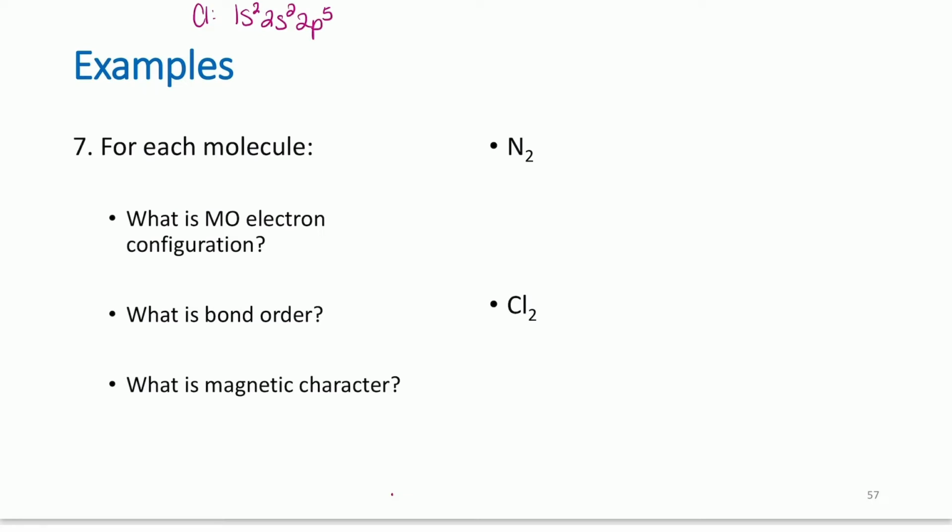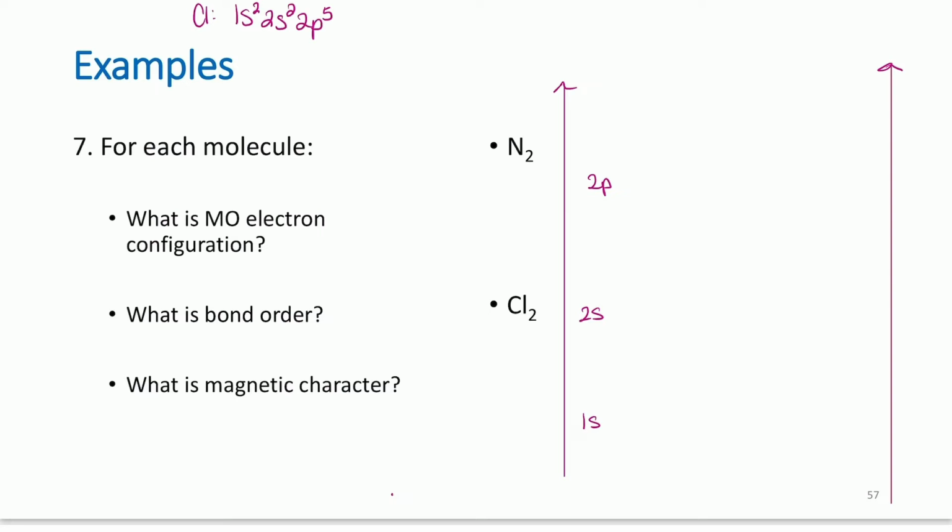So I'm going to do what I did before. I'm going to draw out my atomic orbitals first. I've got the 1s, 2s, 2p, 1s, 2s, 2p.